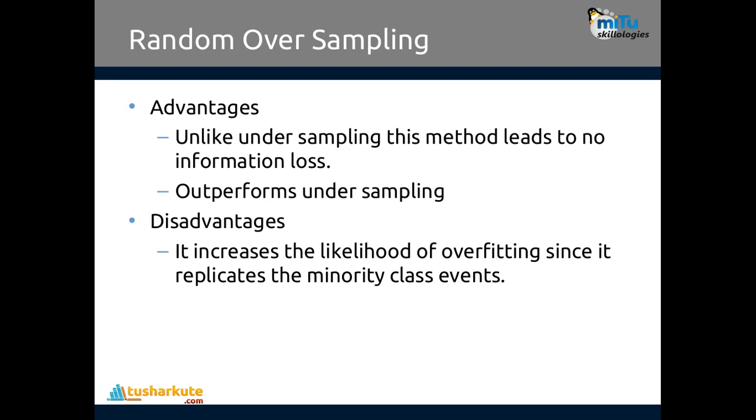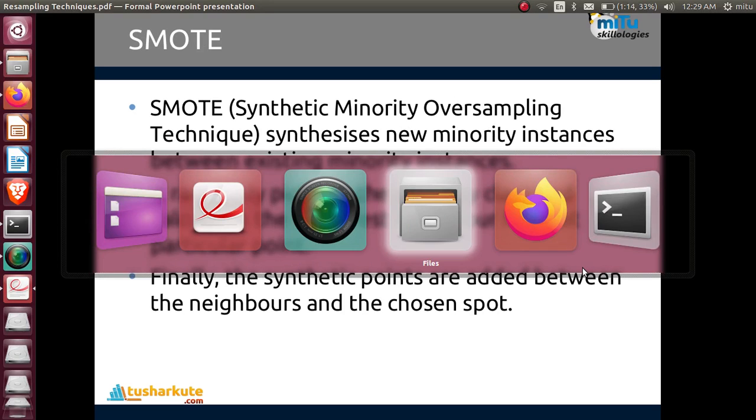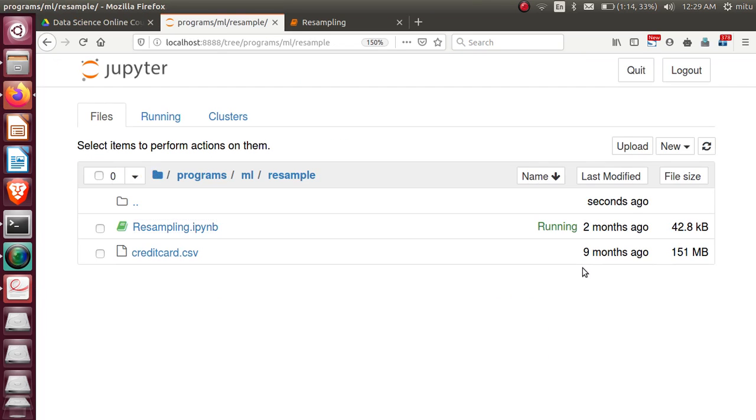Disadvantage: it increases the likelihood of overfitting since it replicates the minority class event. That's why overfitting may occur, and obviously, as the number of samples is larger, the time required for the ML algorithm will increase. More time will be required in this case. That is the disadvantage and advantage that random oversampling contains. We'll go to SMOTE after the practical implementation of these two problem statements here.